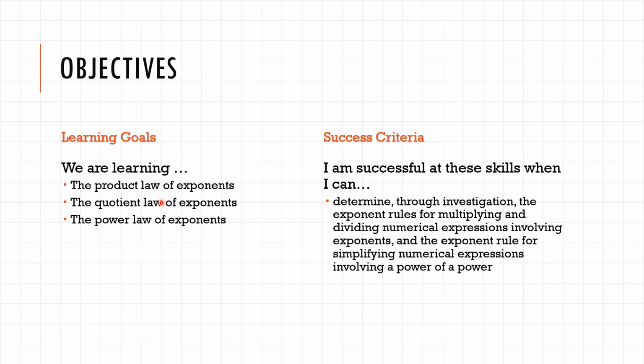In this lesson, you're going to learn 3 different laws of exponents. These laws are called the product law, the quotient law, and the power law. How do you know that you have succeeded at this? Well, when you can determine through an investigation what the rules are when you are multiplying or dividing expressions that involve exponents, and what the rules are when you are simplifying a power of a power.